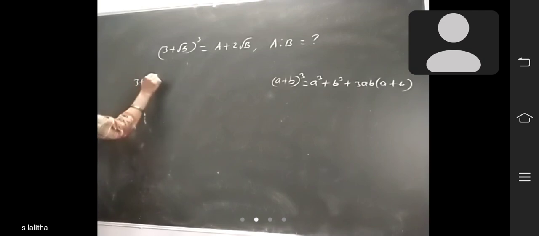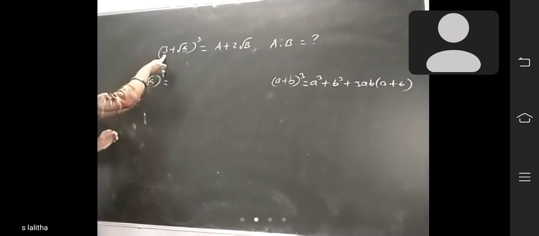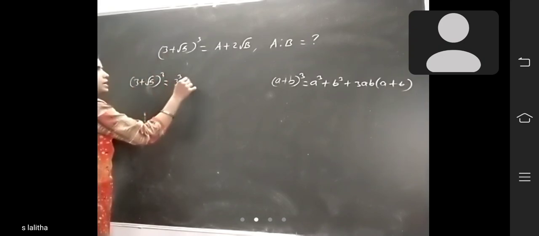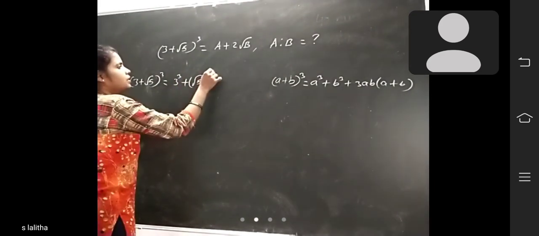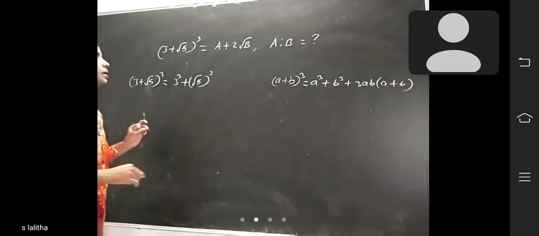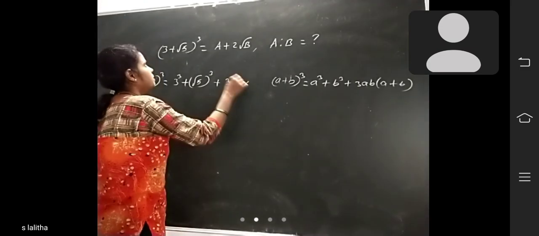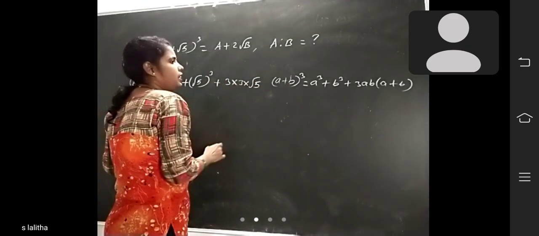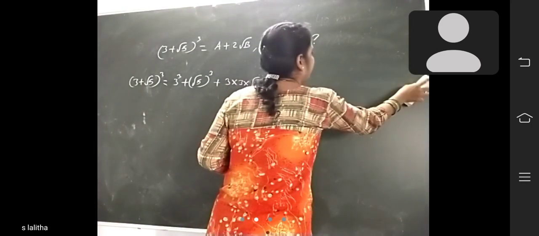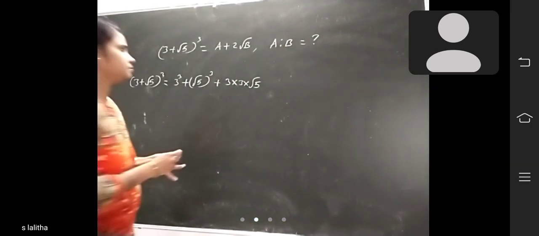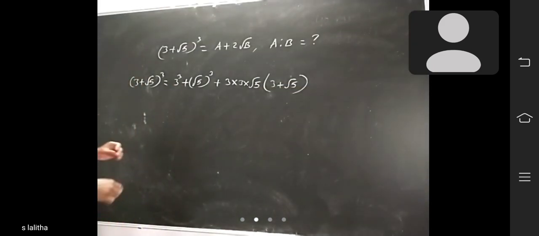(3 plus root 5) whole cube is equal to a cube. A means how much? What is the number here? 3. 3 cube, plus b cube. B means root 5. Root 5 whole cube. Next, 3 into a, a means 3, b means root 5. 3ab into (a plus b), a plus b, 3 plus root 5.